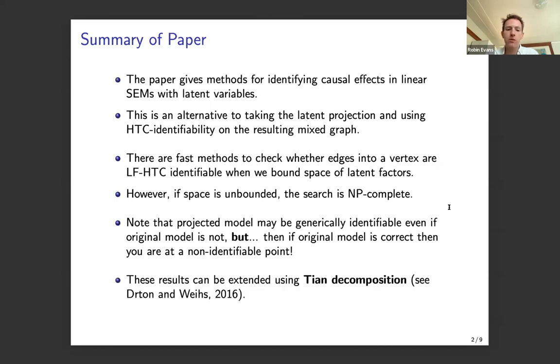The other nice thing about this work is that you can extend it using something called Tian decomposition, named after Jin Tian, who first described this in 2005. The idea is that sometimes you have a graph which is not LF-HTC identifiable, but you can factorize it into districts or C-components, which individually each are LF-HTC identifiable.